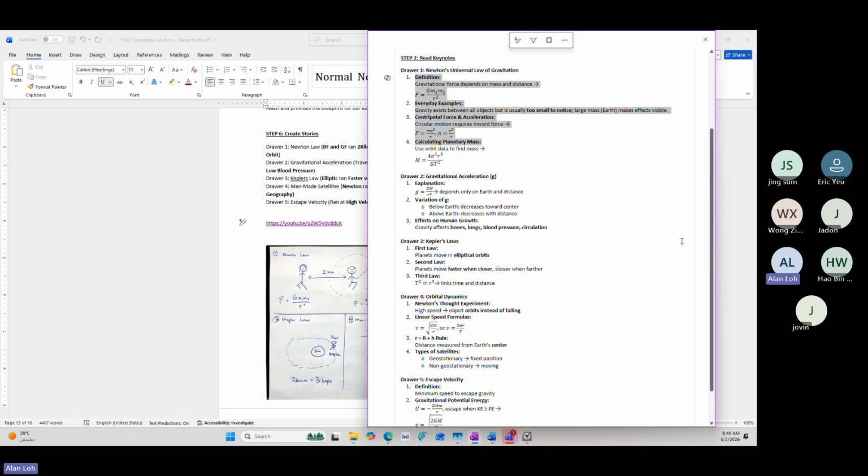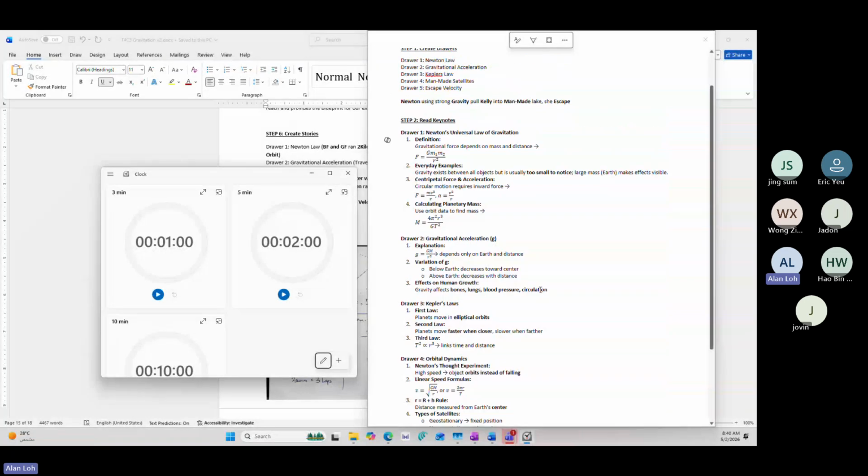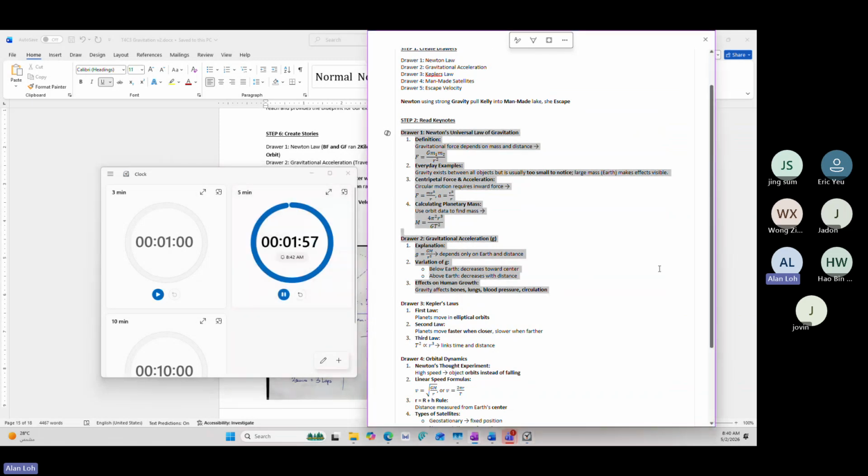So I'll give you 1 minute. No, I'll give you 2 minutes to read drawer 1 and drawer 2. Right, drawer 1 and drawer 2. 2 minutes. For those who wanted to continue with drawer 4 and 3, you can. But I'll give you another 2 minutes later for those 2 drawers.